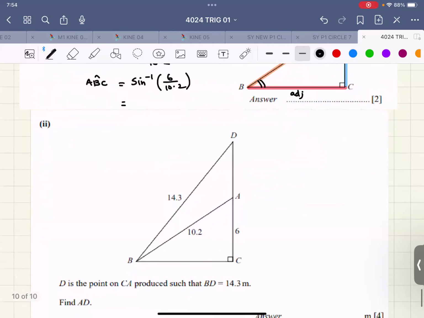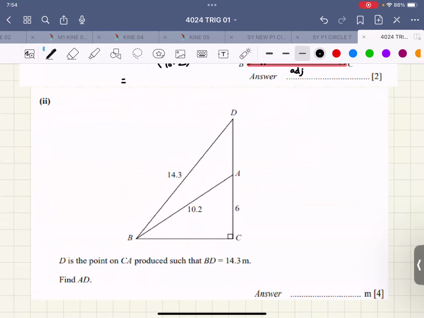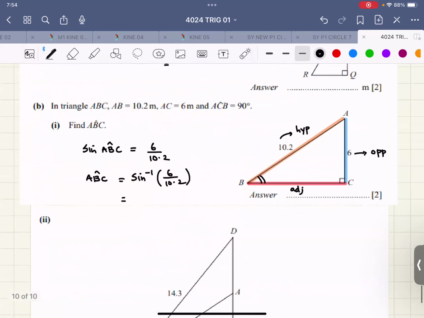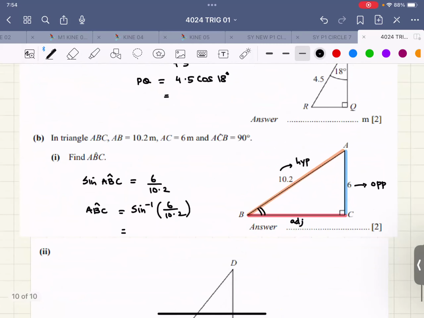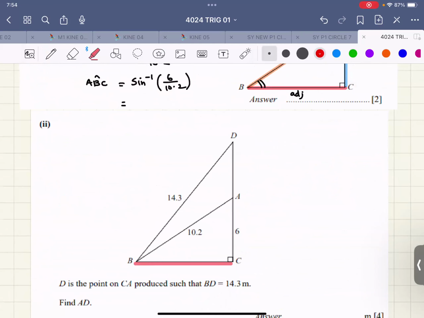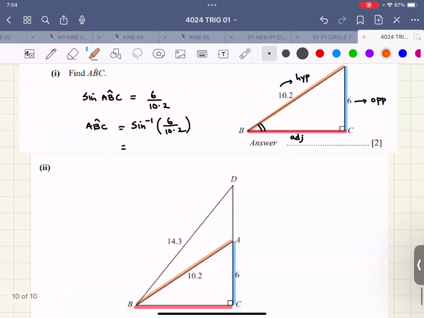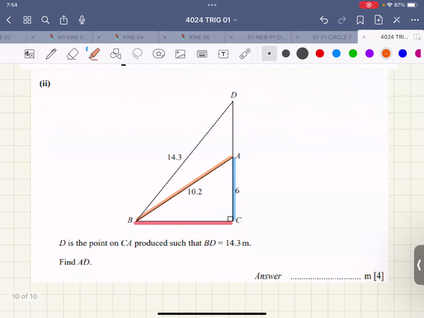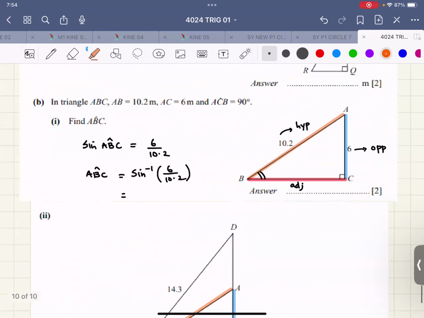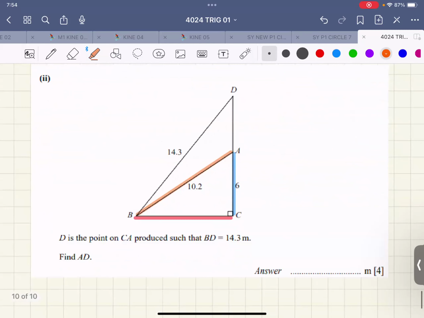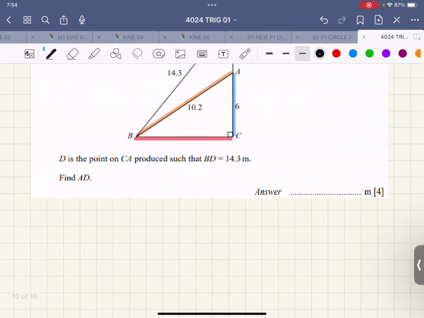What about this one? D is the point on, I think it's the same triangle, right? So this ABC is there, the orange, blue, and red. Let me mark it. So this is the red one. And this is the blue one. This is the orange one. And we are interested in AD. Now, can we find BC first? This is for 4 marks. So let me first find BC. 10.2 square equals BC square plus 6 square.